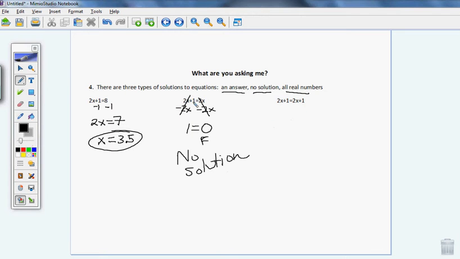And if you just thought about that problem, if I double a number and add 1, I can't get the same thing as just doubling a number. That's never going to happen with any number that I know.